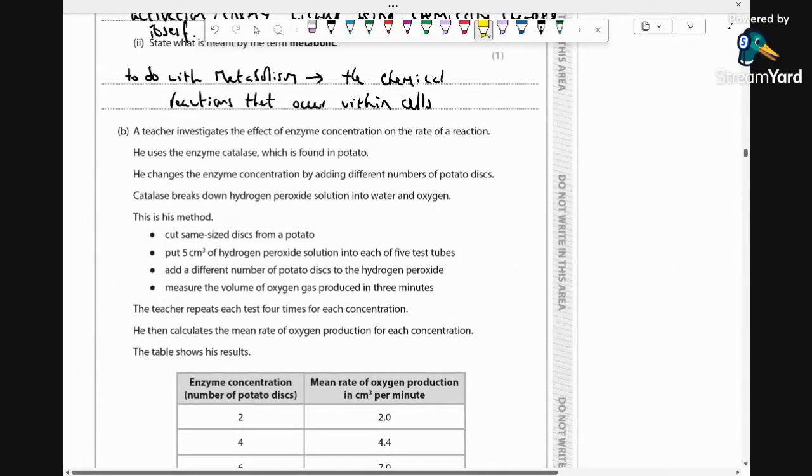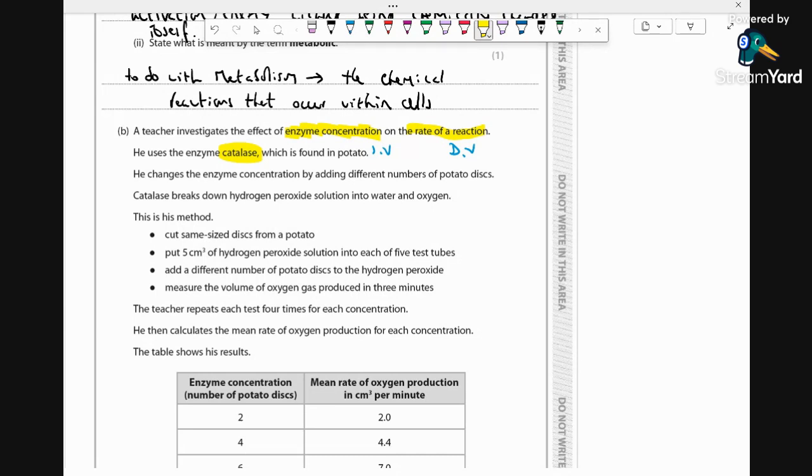Teacher investigates the effect of enzyme concentration. Okay, so we're going to change that, so that's the independent variable, on the rate of reaction, which we're going to measure, so that's therefore the dependent variable. He uses the enzyme catalase, which is found in a potato. I don't think I care that it's in a potato, but he changes the enzyme concentration. We've already assumed that by adding different numbers of potato discs.